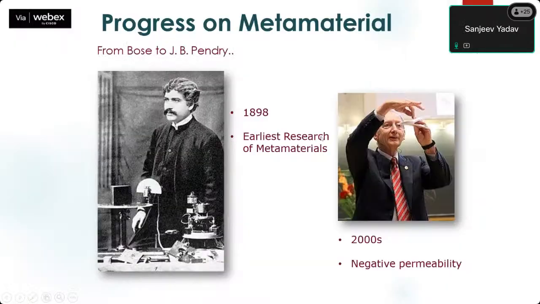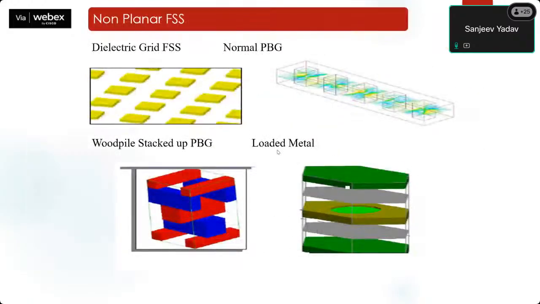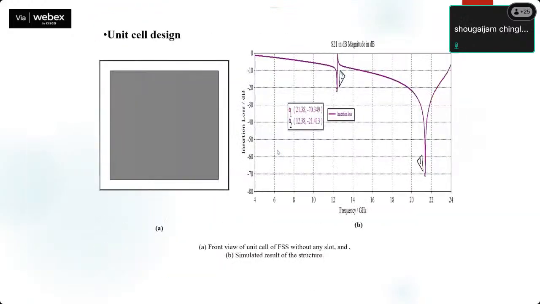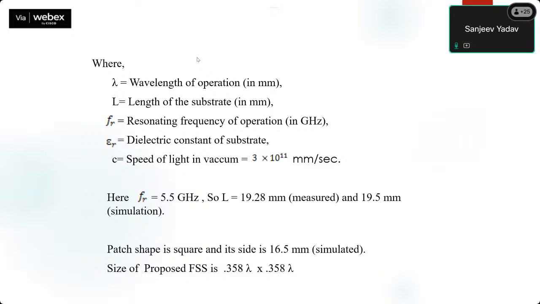I have told you here, step by step. I want to design this. First, I have to know about the substrate, dielectric constant, height, everything. Then I need to calculate the dimensions. I have calculated the dimensions for this. But these are the maximum dimensions.